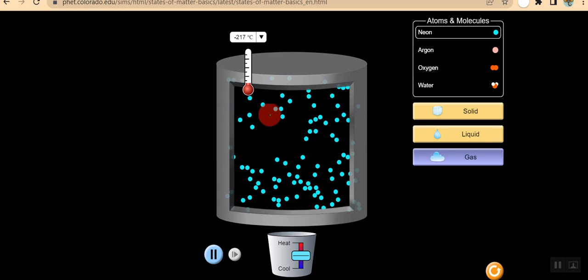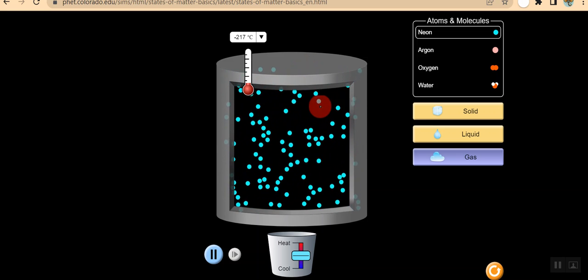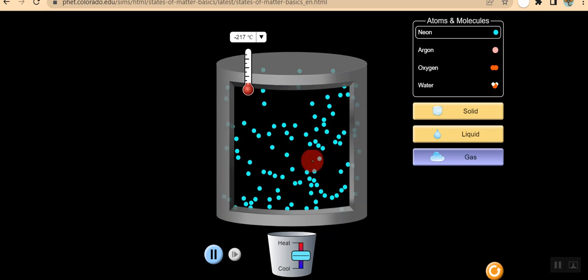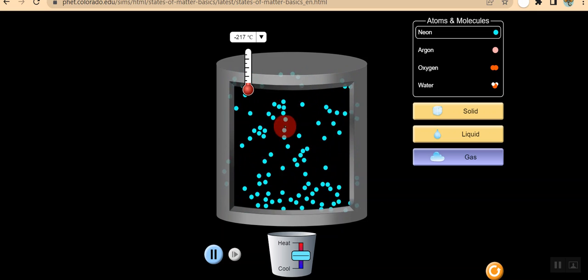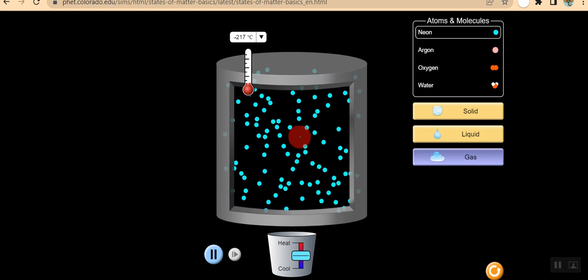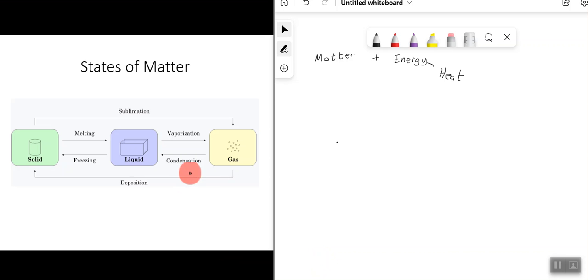So we can use steam in steam engines to get them to move huge loads of mass by using the kinetic energy that comes from the movement of the individual particles that make up the substance when it's turned into gas. So again, we can have these states of matter, and we can change between these states of matter by adding heat or taking heat away.